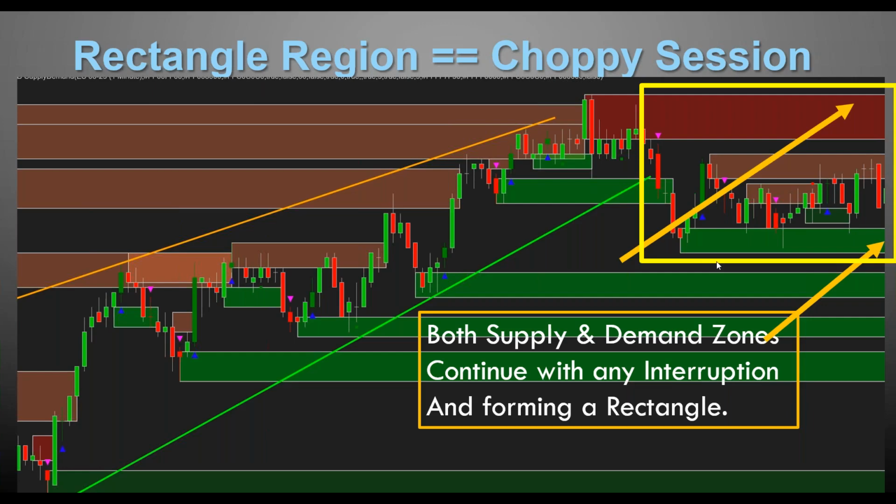The way I see it, it's like a rectangle pattern. It's choppiness, and price stays in there. So either you can exit in that scenario, or if the price range has a really good height, you can scalp. Currently the bot doesn't scalp, but we can use it as a signal to exit or to wait until the breakout from the choppy session.